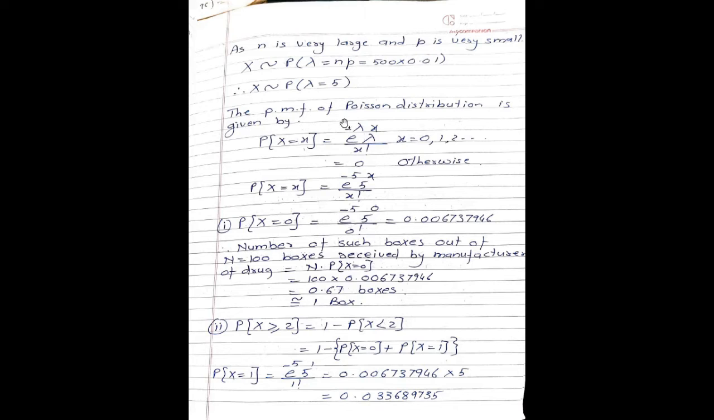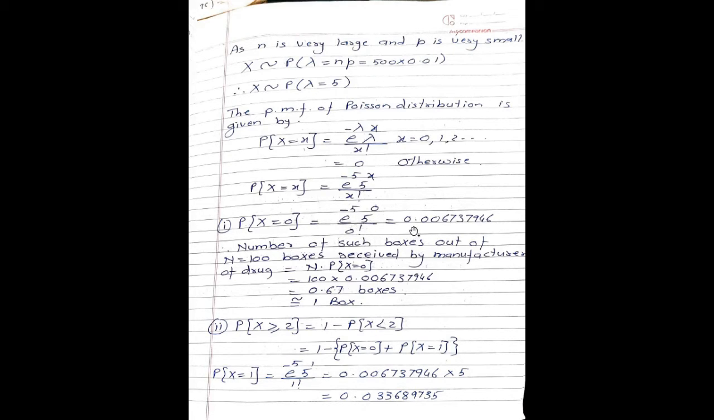The probability mass function of Poisson distribution is given by probability X is equal to x is e raised to minus lambda, lambda raised to x upon x factorial. X range starts with 0 and we do not have any upper bound and equal to 0 otherwise. The range is countably infinite. Then replace the parameter, probability X is equal to x is e raised to minus 5, 5 raised to x upon x factorial. So in the first part we want probability X is equal to 0, which is calculated as e raised to minus 5, 5 raised to 0 upon 0 factorial.